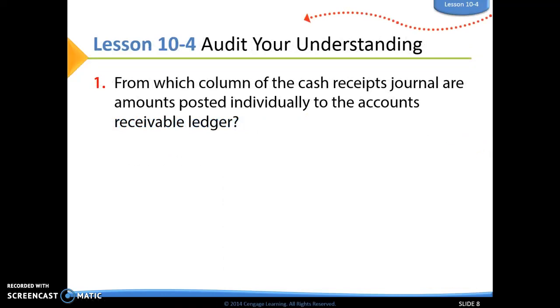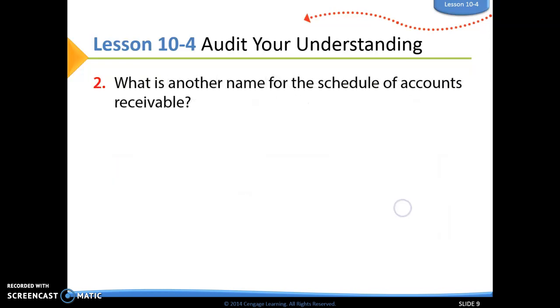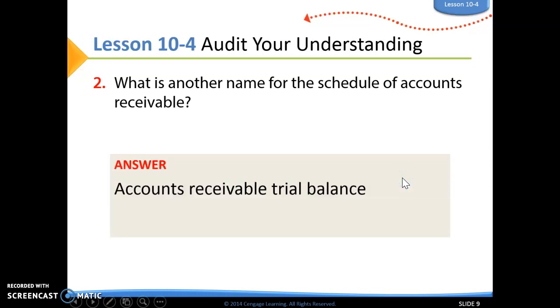Number 1, from which column of the cash receipts journal are amounts posted individually to the accounts receivable ledger? The accounts receivable credit column. That would be posted to our customer accounts in our accounts receivable ledger. Number 2, what is another name for the schedule of accounts receivable? That would be an accounts receivable trial balance.